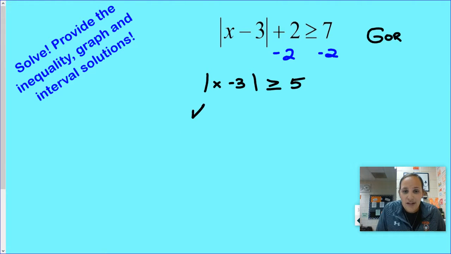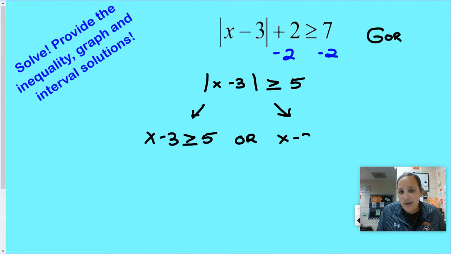So here we go. I'm ready. Now that my absolute value bars are isolated, I'm ready to write 2 different equations. So my first equation is going to be x minus 3 is greater than or equal to 5. We said this is going to be an or problem, so I'm going to write the word or in between, and now I'm going to say x minus 3, and it stays x minus 3 even though it's a minus. Some people try to change that. Whatever's inside the absolute value bar stays.